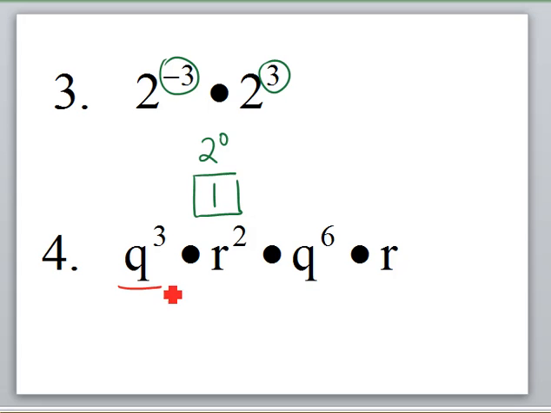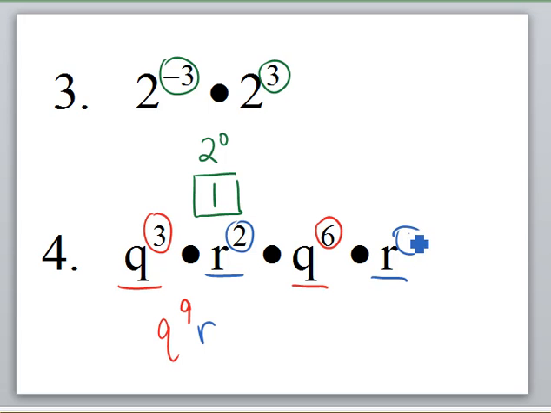The next problem, I have Q's and I have R's. My Q's, I keep my base, I add my exponents. 3 plus 6 is 9. And then my R's, I'd have R, I'd have 2 plus what's here? Well, there is a 1 there, so 2 plus 1 is 3. So my answer would be Q to the 9th, R to the 3rd.